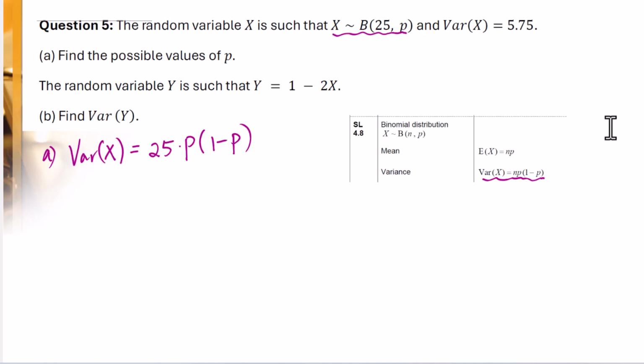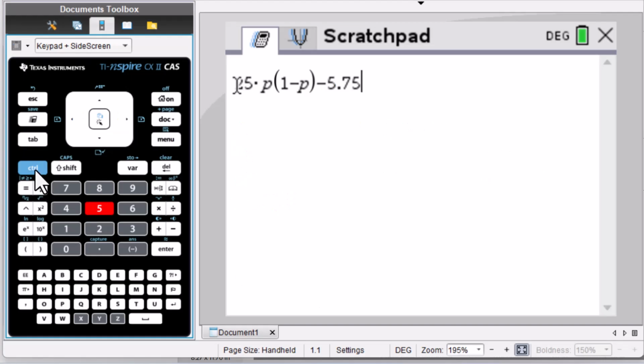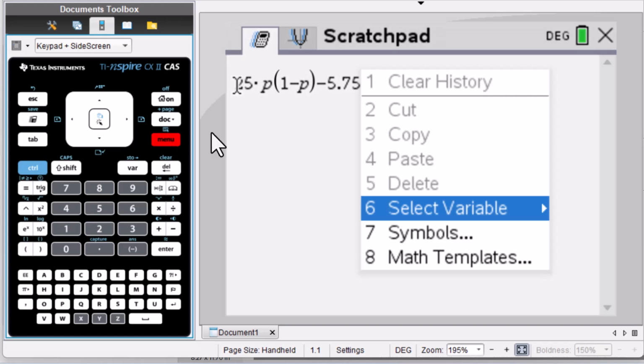Variance of x is 5.75, which equals 25p times 1 minus p. Since this is a quadratic function, we will set it equal to 0, then use the polyroots. Let's go to the calculator, then Ctrl Menu. I couldn't find the polyroots, which means I have to do the distributive property before I use the polyroots.